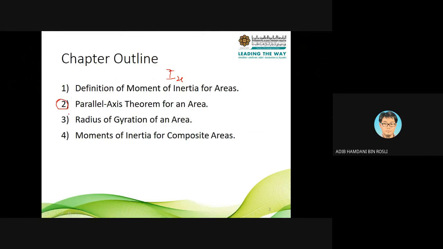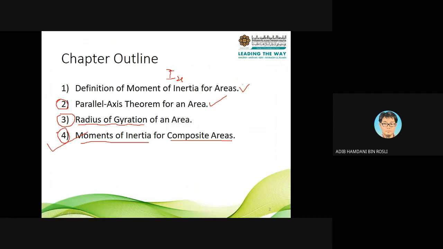And then the third one is radius of gyration of an area. Of course, there is a formula, and if you understand number 1 and number 2, the formula for radius of gyration will be simple for you to understand and use. But there is a real concept behind radius of gyration. What is radius of gyration, and why do you have to learn about this? And then number 4, which I personally believe is the most important, is moment of inertia for composite areas.